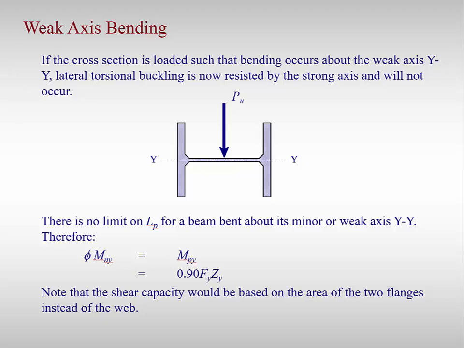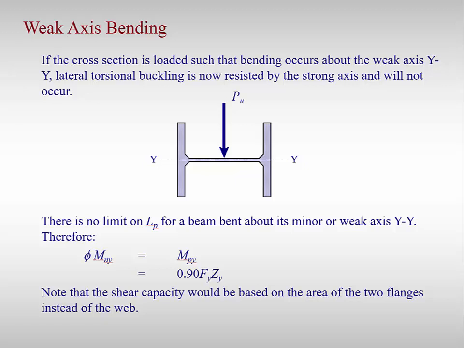Now, since there is no lateral torsional buckling for beams bent about the weak axis, this may lead you to believe that designing beams in this fashion would be a good thing. This is not the case. When you look at the difference between the Z sub X and Z sub Y, you find Z sub X is between 3 and 5 times that of Z sub Y. Therefore, even allowing for a reduced moment capacity due to lateral torsional buckling, the moment capacity of the x-axis will still be significantly larger than that for the weak axis or y-axis.